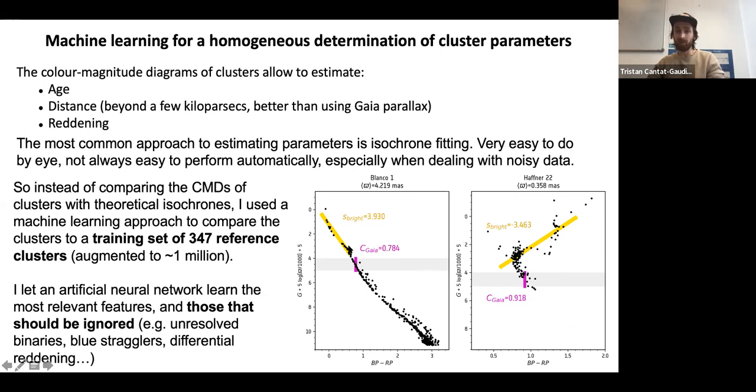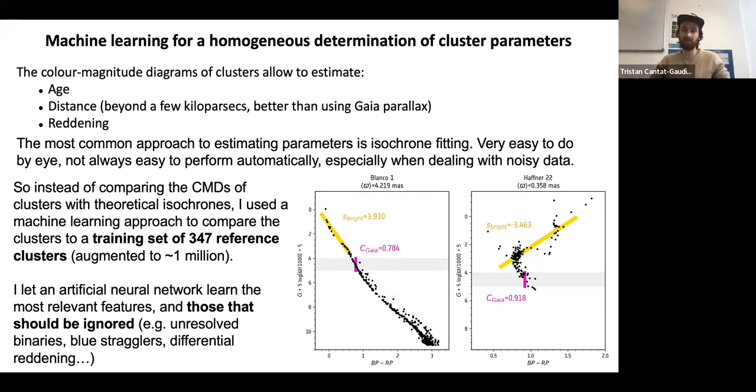Some clusters have this double sequence, which corresponds to binary stars. And for an automated procedure, this is not easy. So very often you can actually get a good result if you manually, by eye, visually fit isochrone models to the observed CMD. It works if you have 5 or 10 clusters, but if you have 3,000, you cannot do that by eye.